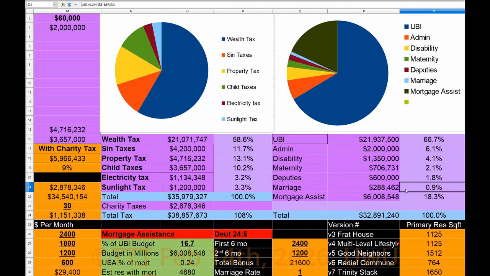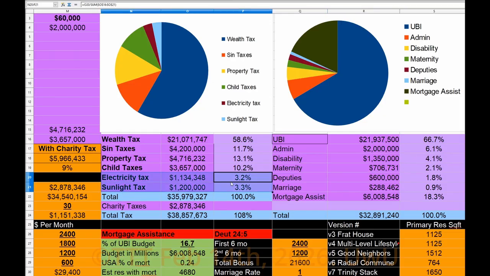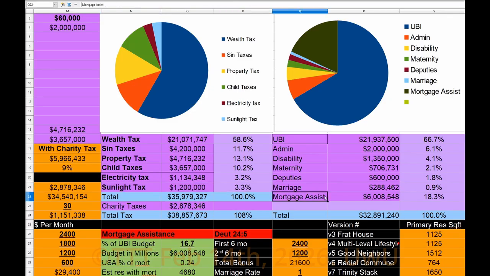And look at this. So the sunlight tax alone, 3%. That's the marriage and maternity benefits combined. And then the deputies, you pay all of the deputies times 2. Perfectly times 2, actually. 600,000, 1.2 million. So you pay for all of the police times 2 with the sunlight tax alone. These new estimates are really, really accurate, like as accurate as can be. So I'm very happy with it.